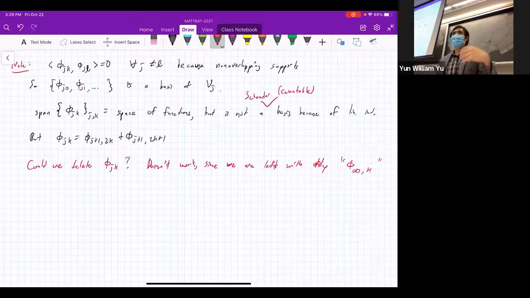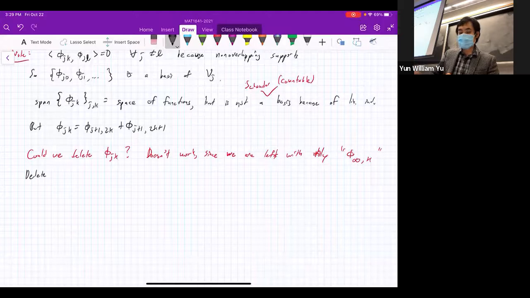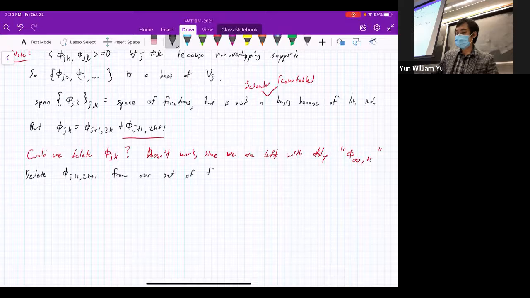And that's not very fun to work with, because we're basically saying, if you delete down to just infinitely wide, infinitely fat rectangles, clearly you can construct any function you want out of that. That's not super interesting. So instead, we're going to delete one of the other ones. We're going to delete phi j plus 1, 2k plus 1 for all of these triples in a systematic way from our set of functions, for all k.